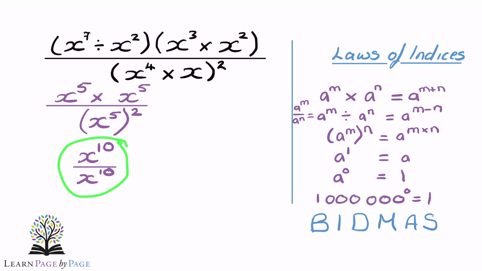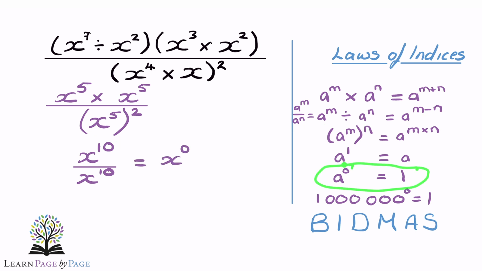And then here, that's division, that's this one here, so we're going to be subtracting the indices. And that gives us x to the power of 0. Anything to the power of 0 is 1. So our solution is 1.